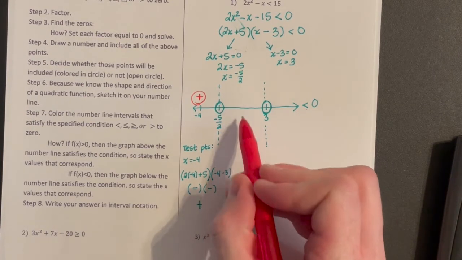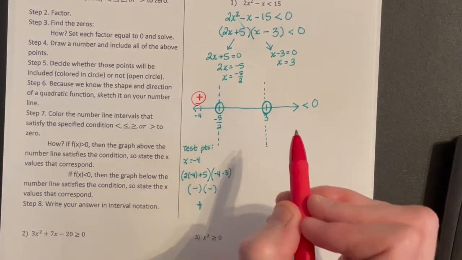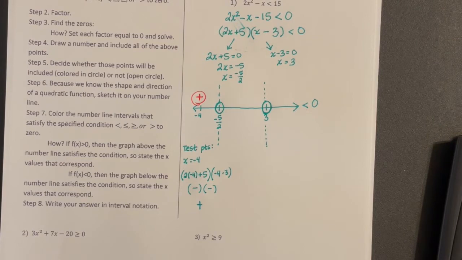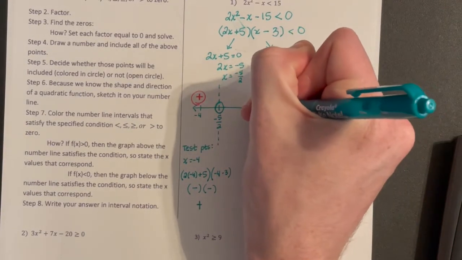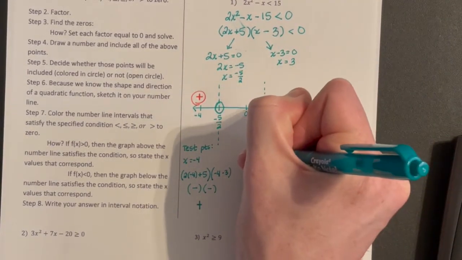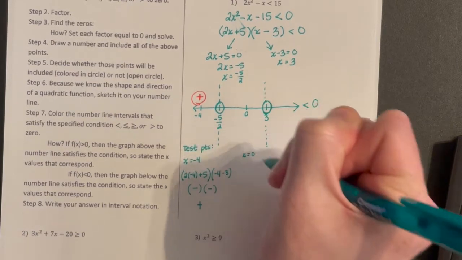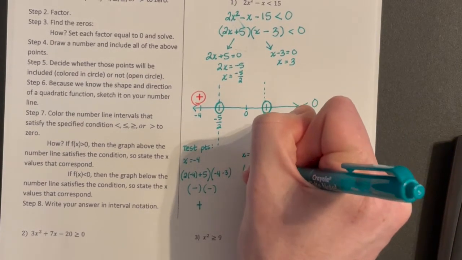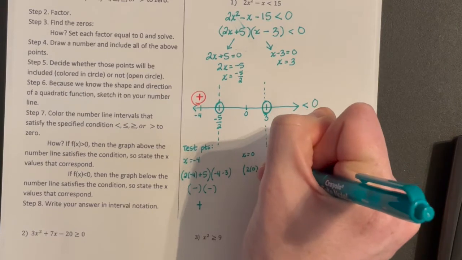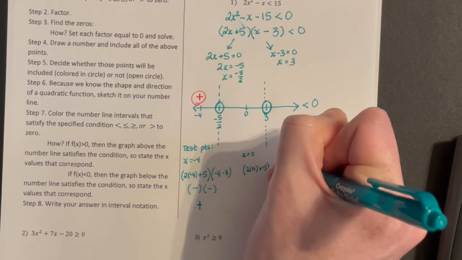Now we pick a point in between -5/2 and 3. A nice point to pick is 0. So if x is equal to 0, you'd plug it in and do 2 times 0 plus 5 and 0 minus 3.